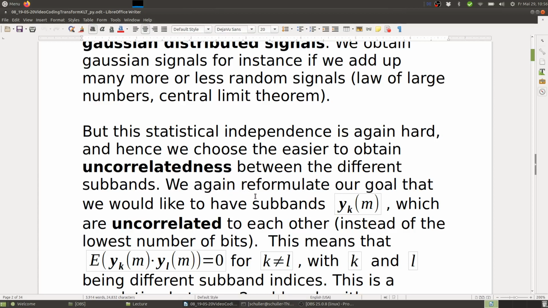So we again reformulate our goal that we would like to have subbands yk of m. So m was the block index, k was the subband index here, and y was our subband sample for subband k and block index m. So we want those subbands, each being a different sequence of samples, to be uncorrelated to each other. So the different subbands should be uncorrelated, right? We take this formulation instead of getting the lowest number of bits, because that's easier to solve.